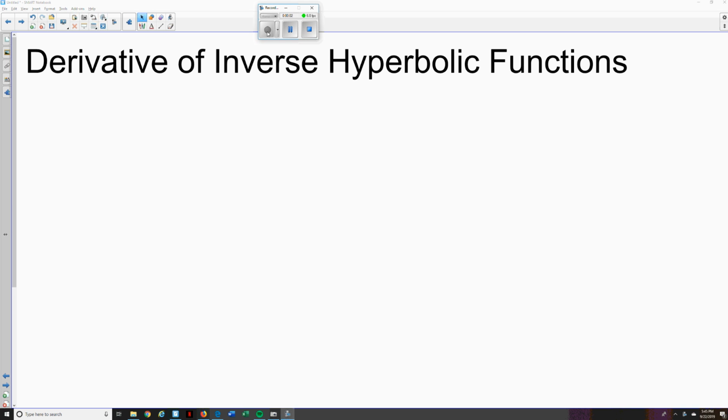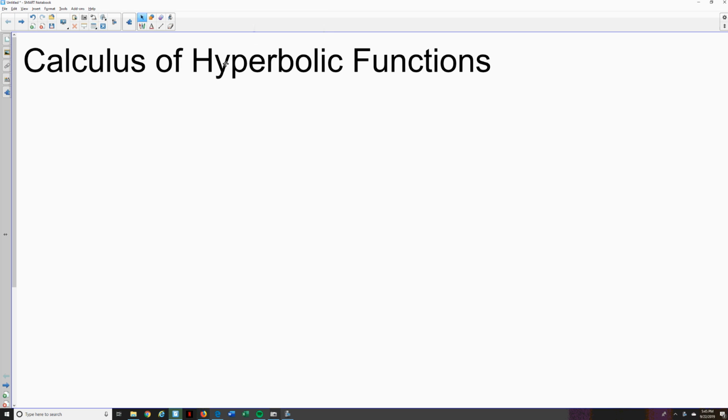Hi ho, neighbors. Today we're going to talk about... I'm on the wrong page here. Ooh, here we go. We're going to talk about the calculus of hyperbolic functions. We're going to look at mainly derivatives, but we'll get into the rest in class.